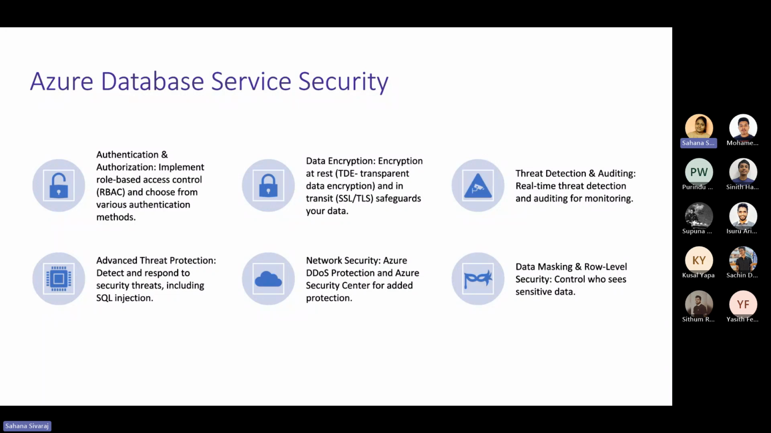Data encryption. The data is encrypted whether it is in flow or not in the transaction level. In the data at rest mode, the transparent data encryption way is used, and for the in transit mode, SSL or TLS based safeguard will be used. Next is threat detection and auditing.